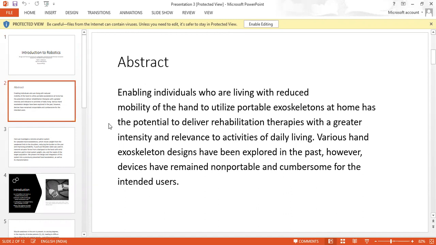Enabling individuals who are living with reduced mobility of the hand to utilize portable exoskeletons at home has the potential to deliver rehabilitation therapies with a greater intensity and relevance to activities of daily living. Various hand exoskeleton designs have been explored in the past. However, devices have remained non-portable and cumbersome for the intended users. That's how we know who these exoskeleton robots are helpful for: persons who are disabled.